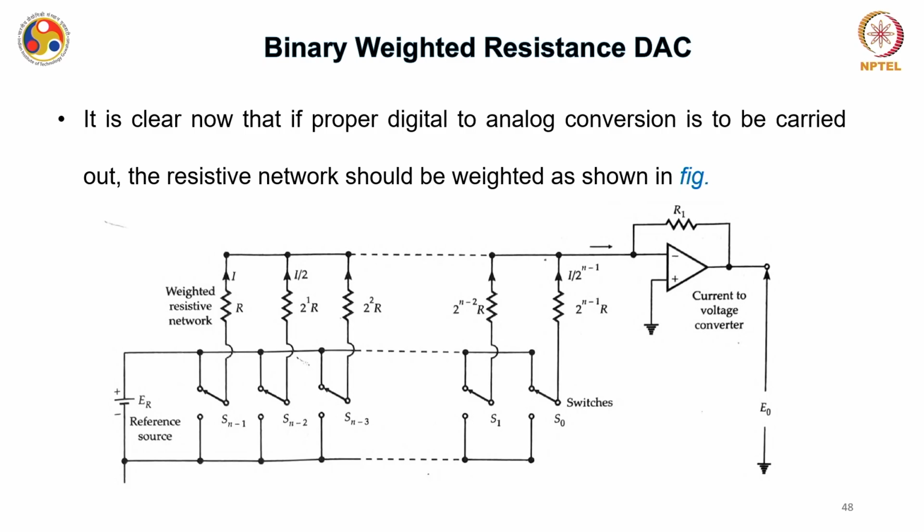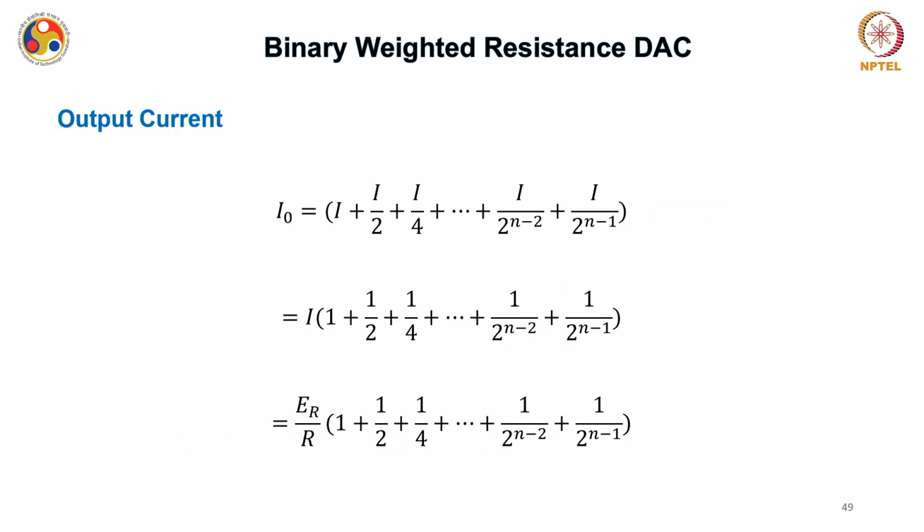It is clear now that if proper digital to analog conversion is to be carried out, the resistive network should be weighted, and the weights are something like this: R, 2^1 R, 2^2 R, up to 2^(n-2) R, and so on, and then you have 2^(n-1) into R. Now if you talk about the output current, I0 will be equal to I plus I by 2 plus I by 4 and so on, plus I by 2^(n-2) plus I by 2^(n-1).